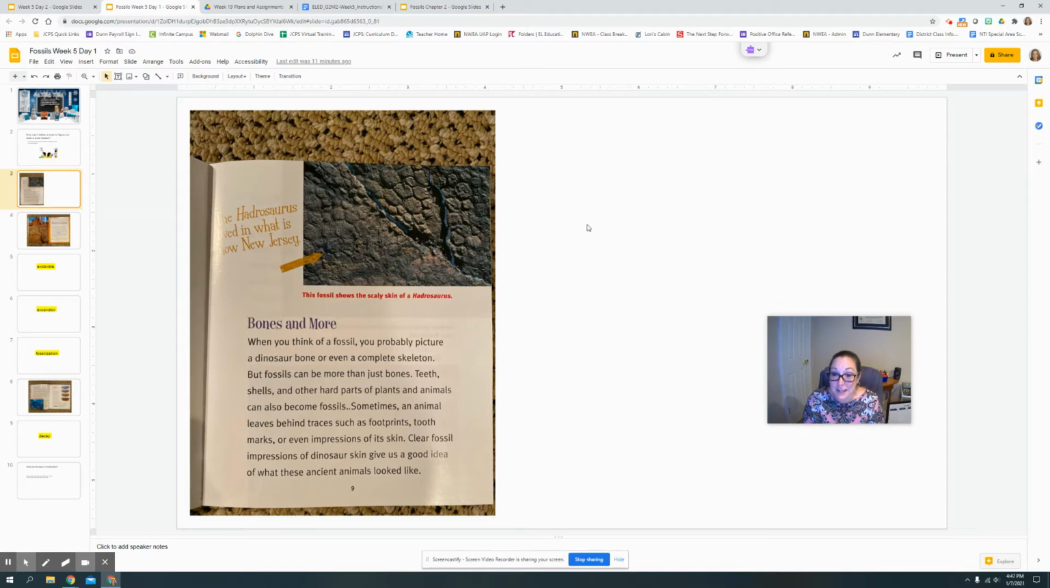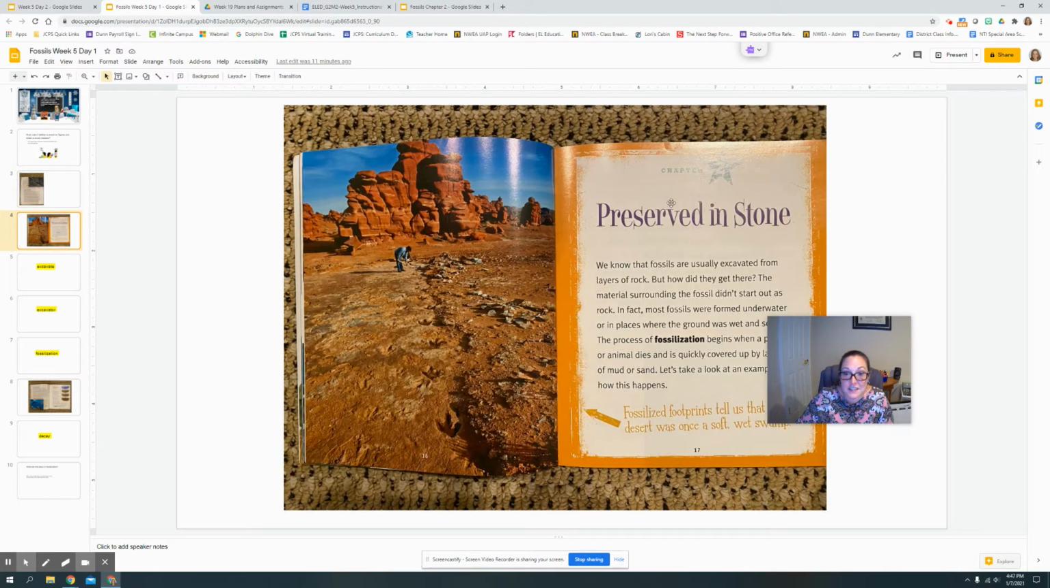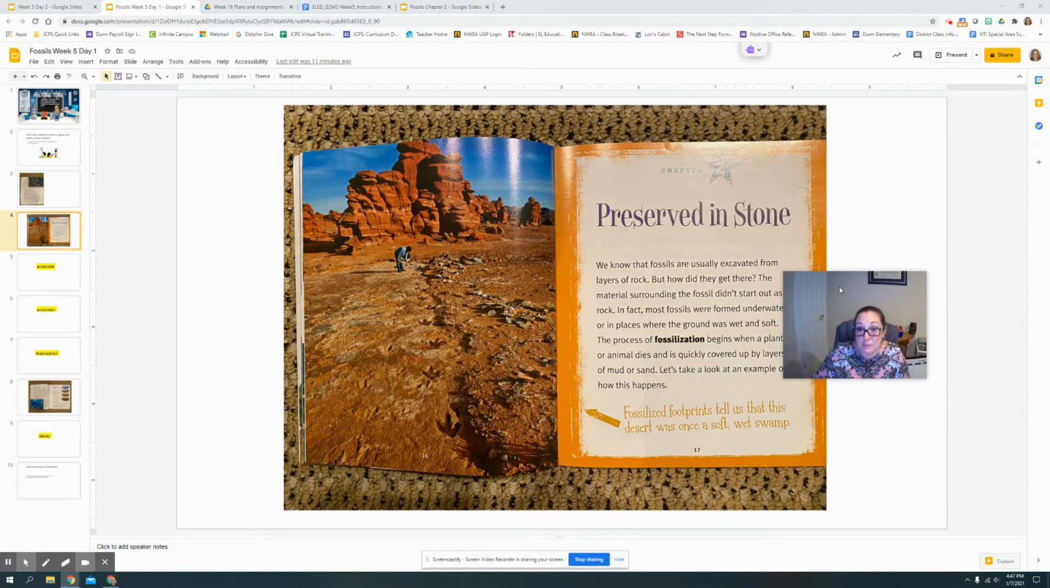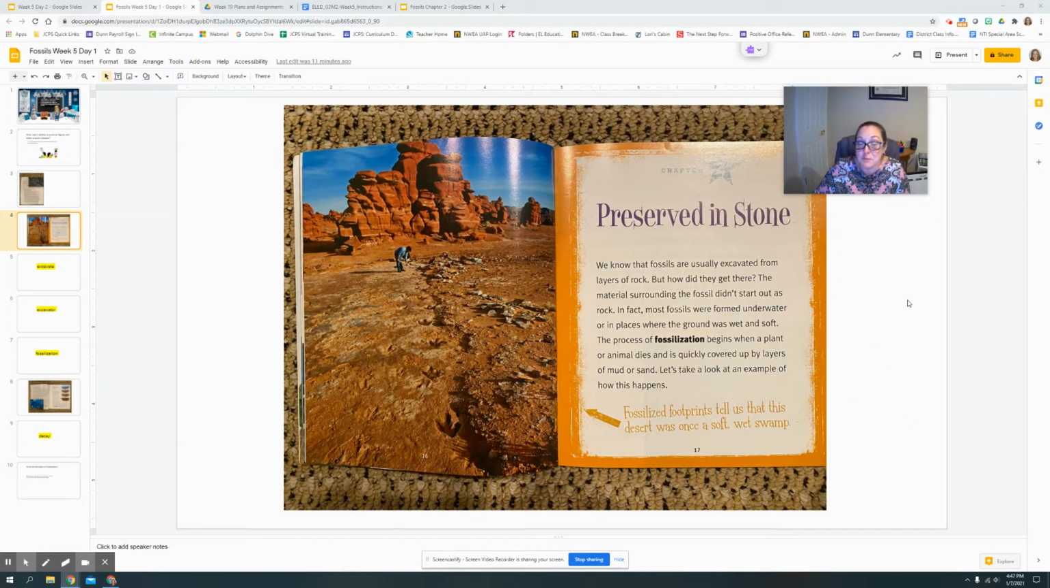Well, let's practice that on a few more words. This is the first page of chapter 2. And chapter 2 is called Preserved in Stone. We know that fossils are usually excavated from layers of rock. Excavated? Whoa, that's a big word. What does excavated mean?